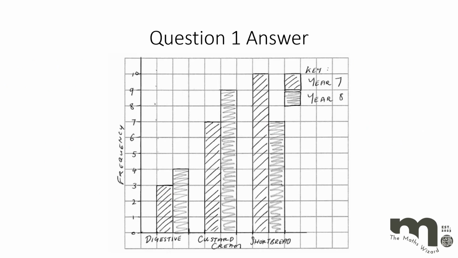Okay, and here is a correct solution for this. This is an example of a comparative bar chart, because on this bar chart, for each of the types of biscuits, we're comparing year 7 and year 8. So we can put those bars next to each other. We need a little key if we're going to do this to indicate what's year 7 and what's year 8, as you can see in the top right hand corner there. And then we just need to plot the bars at the right height. So this is known as a comparative bar chart. Just make sure you join your bars together with all the different things you are comparing.